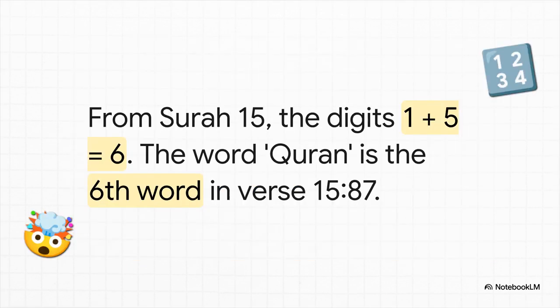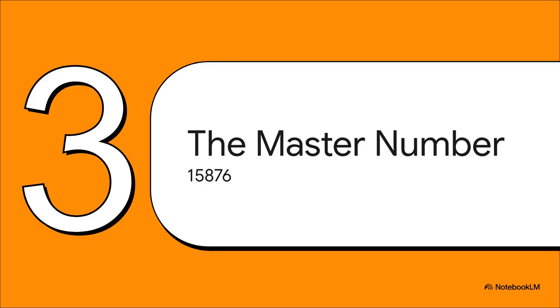But get this, the pattern supposedly goes even deeper. If you take the surah number itself, 15, and you add its digits, so 1 plus 5, you get 6. And guess what? In that key verse, 15:87, the word Quran is the sixth word. It's like another layer to this connection that just unfolds. But the theory doesn't just stop there. Nope. These first connections are apparently just part of a much, much larger framework.